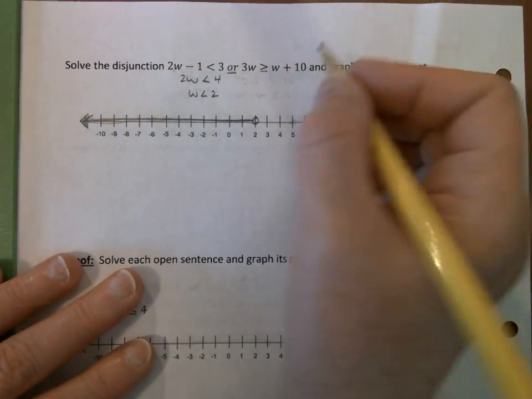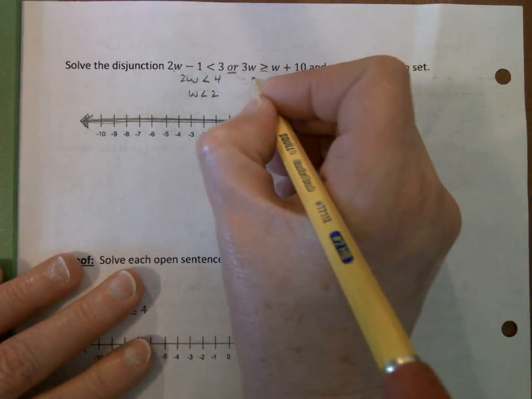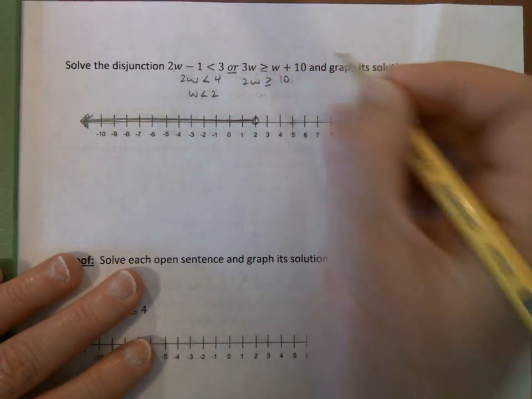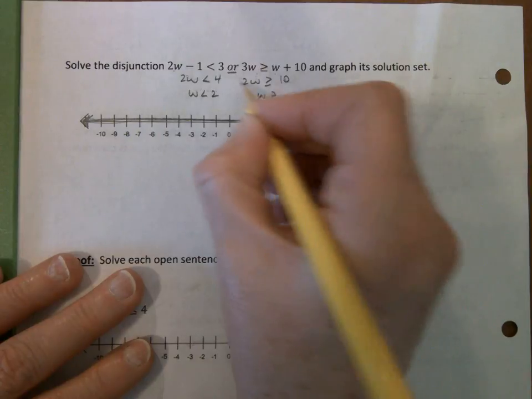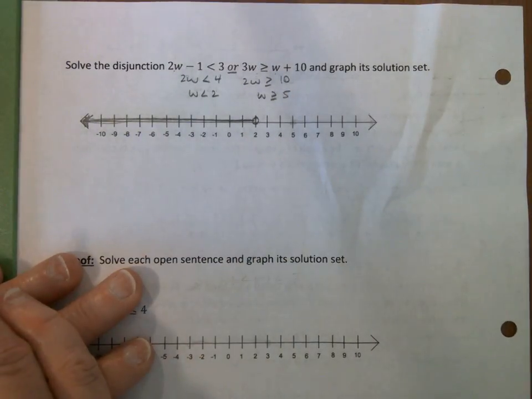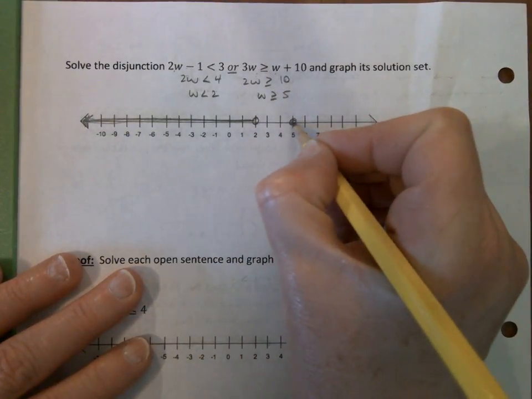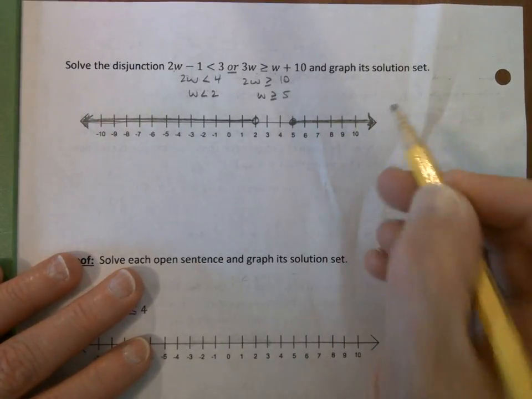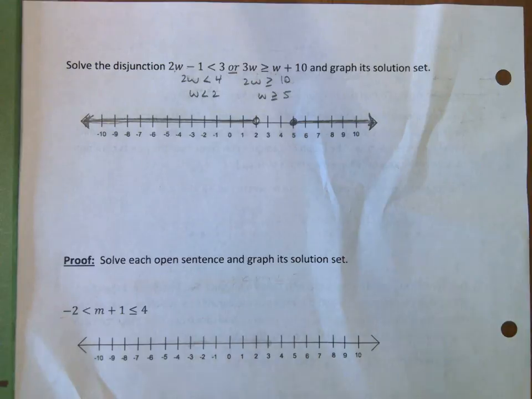And then if I look at the second one, I'm going to subtract w from both sides. So I get 2w is greater than or equal to 10. If I then divide both sides by 2, I get w is greater than or equal to 5. So I'm going to have a solid circle at 5, and I'm going to shade this way. So that is that disjunction.